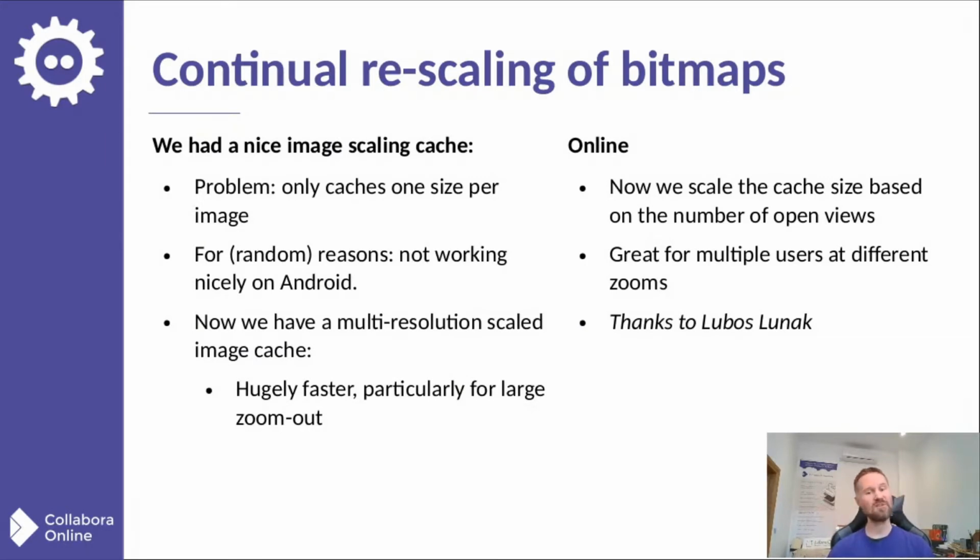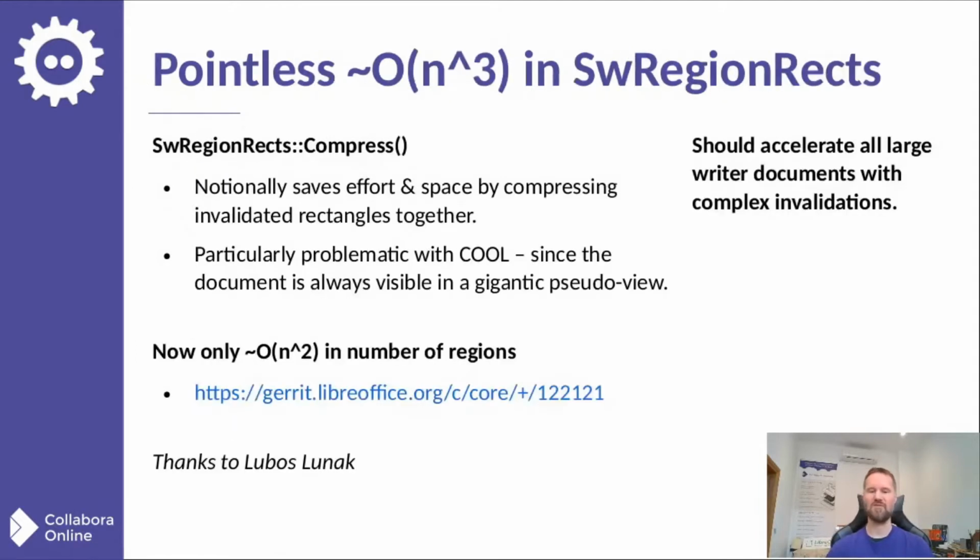But now we have this nice multi-resolution scaled image cache, and that's pretty cool, and it's massively faster, particularly when you zoom out a long way and you're turning very large pixels into very small pictures. That's one of the pathological scaling problems. And in online, we scale the size of the cache by the number of the views now, so it's really excellent for lots of users.